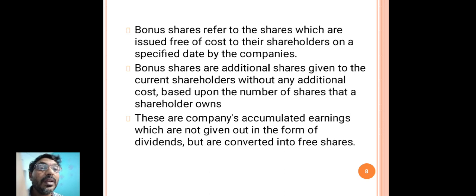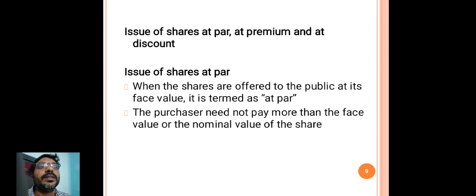And these are the company's accumulated earnings which are not given out in the form of dividends, but are converted into free shares and allotted to the already existing shareholders, depending upon the percentage of shares they have. This is about bonus share and right share.